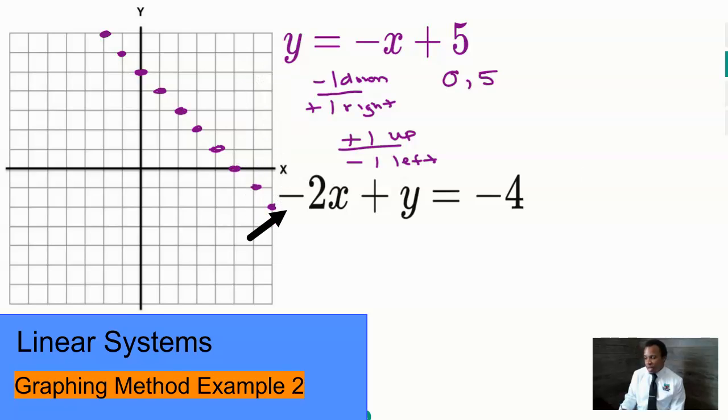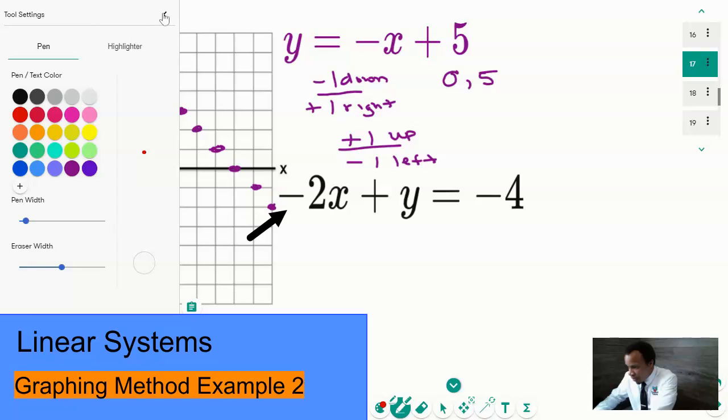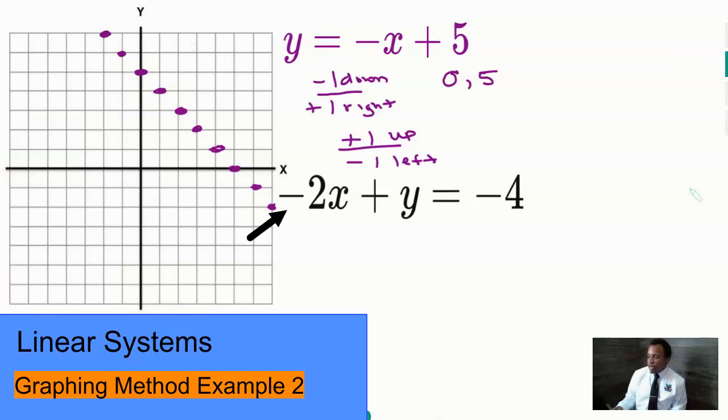So now we'll look at -2x plus y equals -4 on the coordinate plane. I'll use red for this one. Notice that -2x plus y equals -4 is not in slope-intercept form. To get this in slope-intercept form, we want to solve for y, meaning we want y on one side of the equal sign by itself.